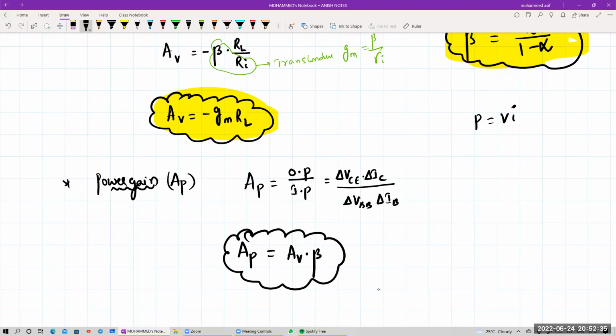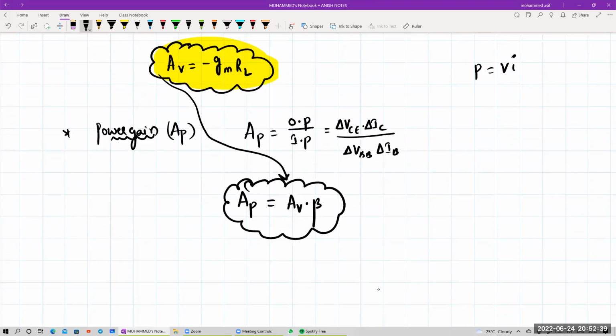AV can also be substituted here. This can also be written as: power gain is equal to GM into RL into beta.